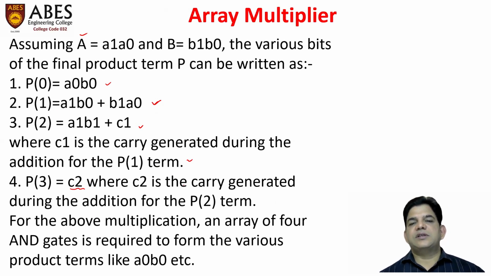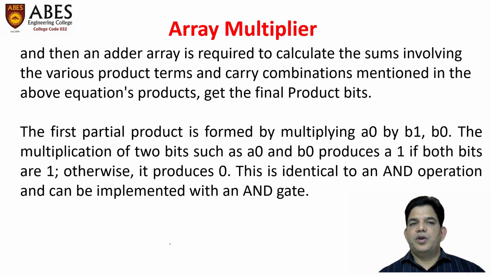C2 is the carry generated during the addition for the P2 term. When we perform the addition for the P2 term, it generates the carry output C2, which is moved toward the final output P3. From the above multiplication, an array of four AND gates is required to form the various product terms like A0 B0, and so on. Then the adder array is required to calculate the sum involving the various product terms and carry combinations mentioned in the above equations to get the final product bits.